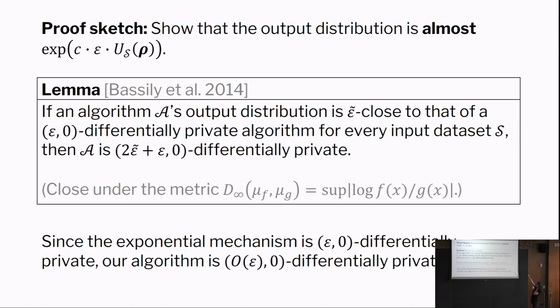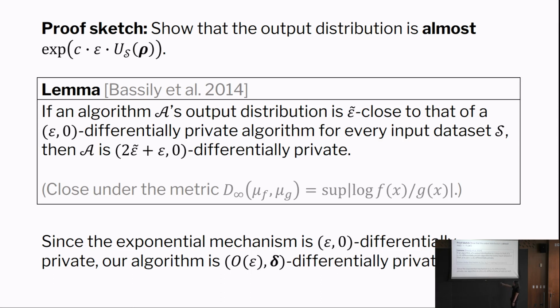And so all we have to do is show that the output distribution is approximately the same as that of the exponential mechanism. Differential privacy has all of these really useful composition theorems that you can use when proving that an algorithm is differentially private. For example, if an algorithm A's output distribution is epsilon tilde close to that of an epsilon differentially private algorithm, like the exponential mechanism, for every input data set S, then that algorithm, which approximates the exponential mechanism, is 2 epsilon tilde plus epsilon differentially private. So just by showing that these two distributions are close, our algorithm is differentially private as well. Like it's big O of epsilon differentially private.